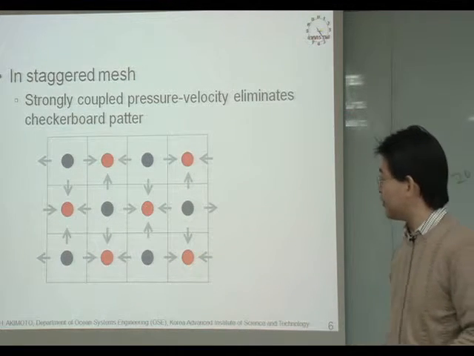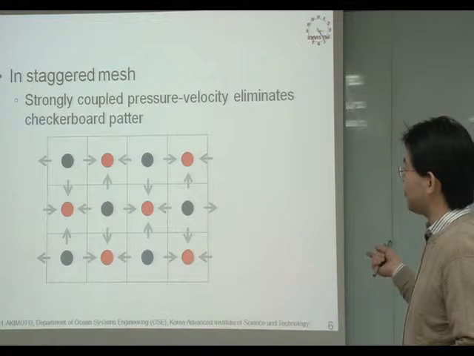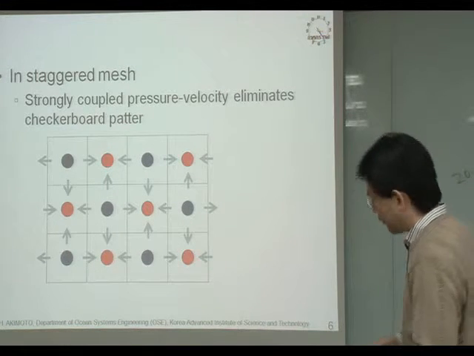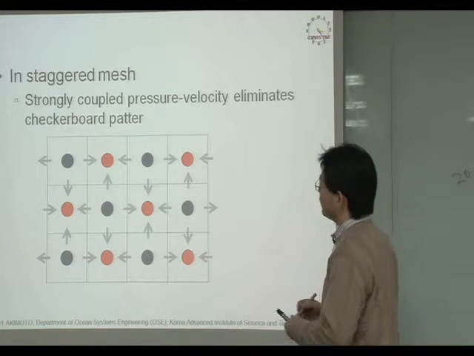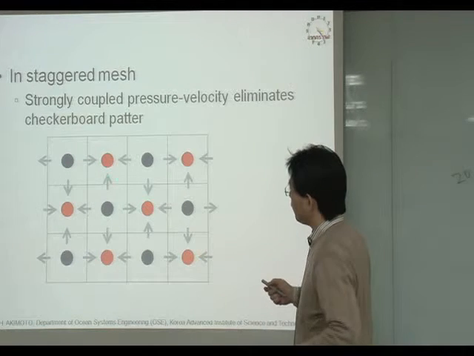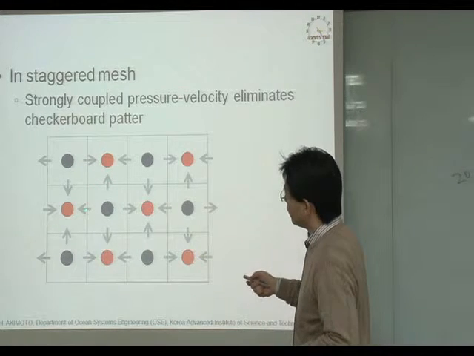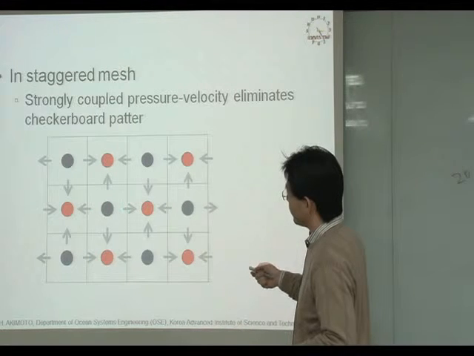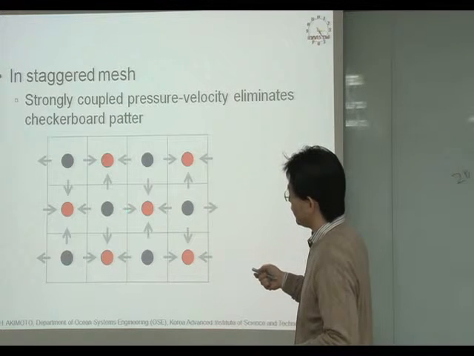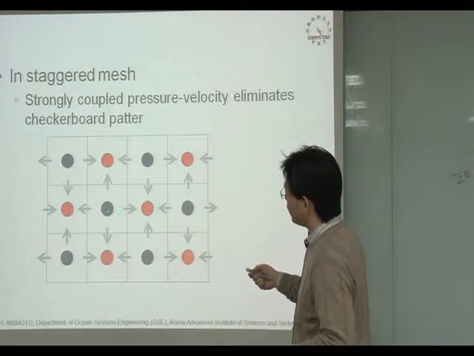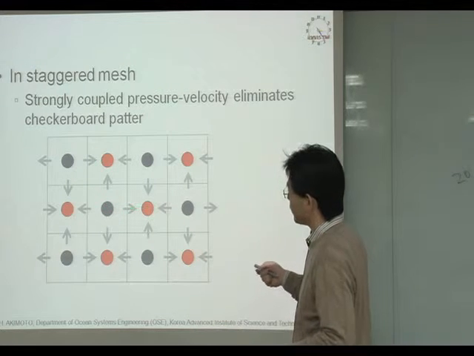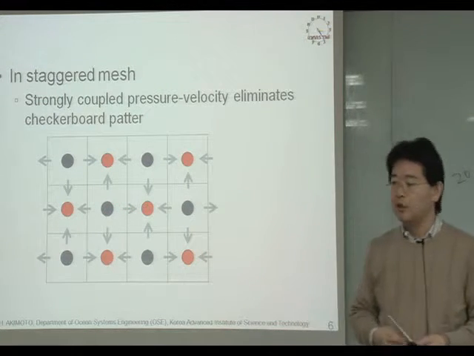So this is the same as the previous one, but the drawing is almost the same. But the definition point of velocity is on these points. It is the midpoint of the closest two pressure points.